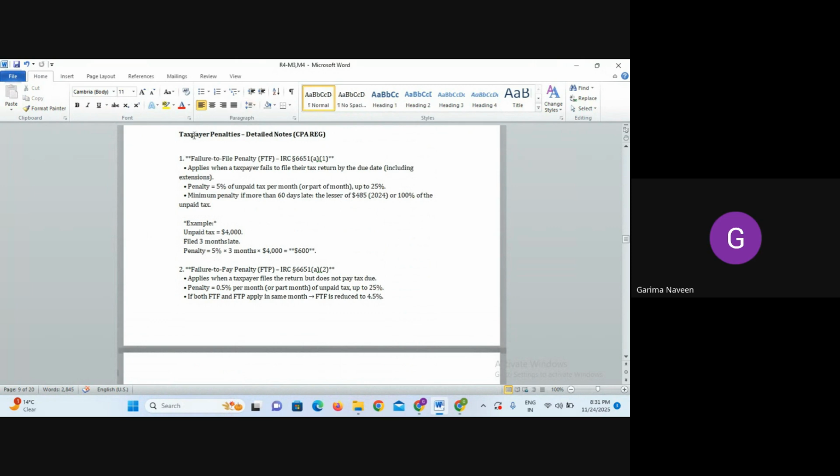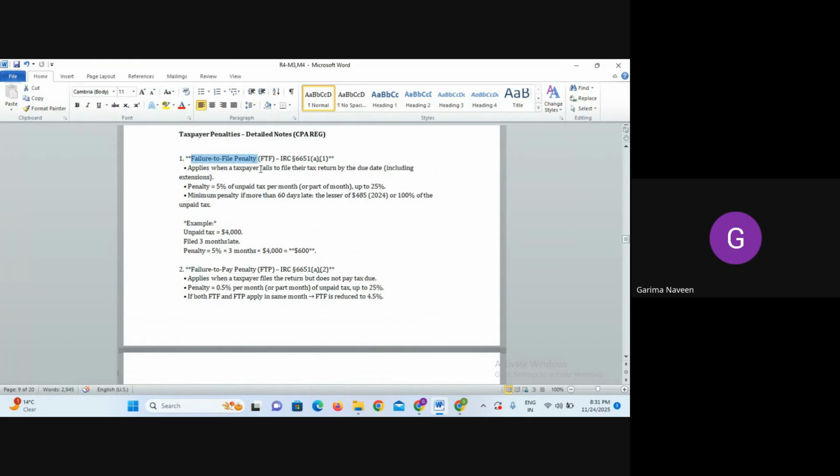Okay, so next are our taxpayers penalties. In case you fail to file a tax return, or fail to pay the taxes, then you may be subject to certain penalties, which are imposed by the IRS. First is the failure to file penalty.